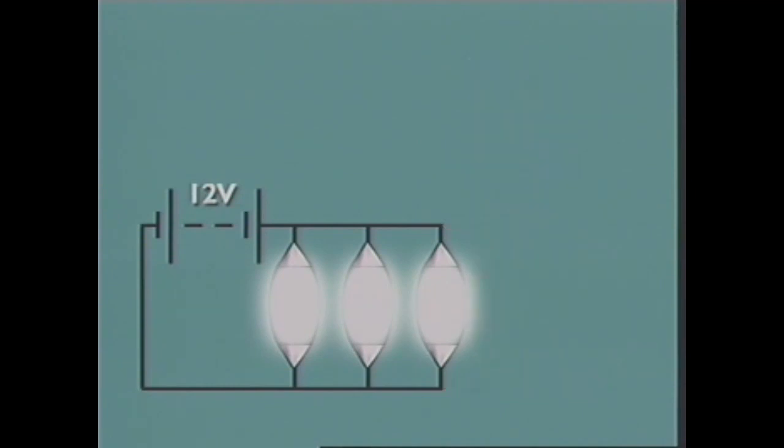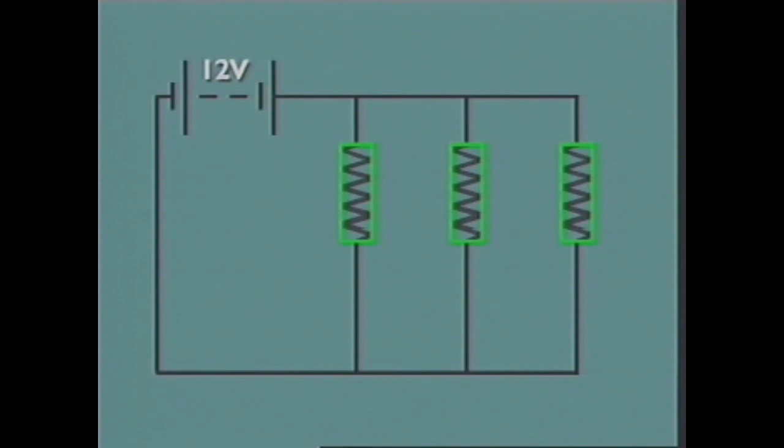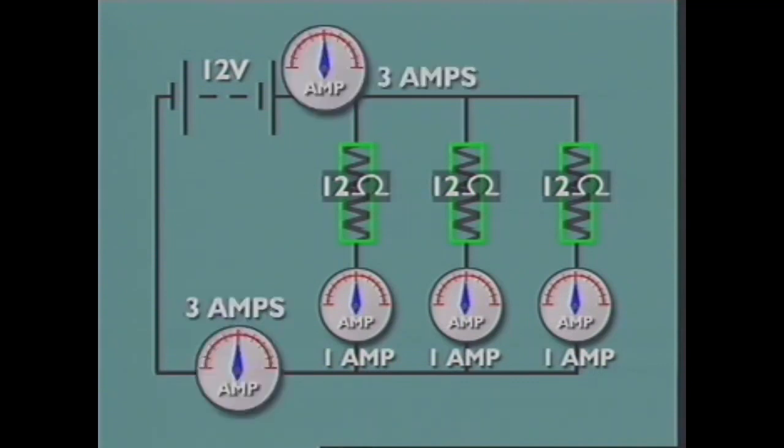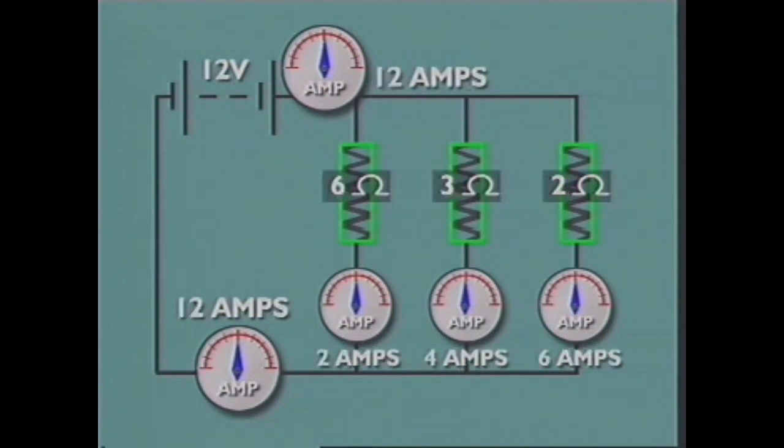Another feature of a parallel circuit is that the current flowing in each branch is determined by the resistance of that branch. For this circuit, the resistances of the bulbs are all equal, so the current flowing in each branch is the same. However, the sum of their individual currents is equal to the total current flowing in the circuit. When the resistances are not equal, then the current divides in accordance with the value of each resistance, but the total current flow is still the sum of the currents flowing in each branch.